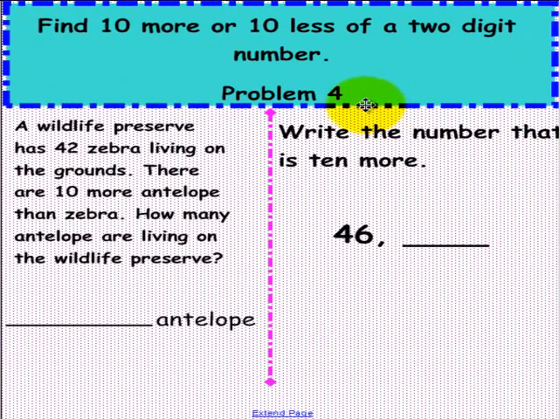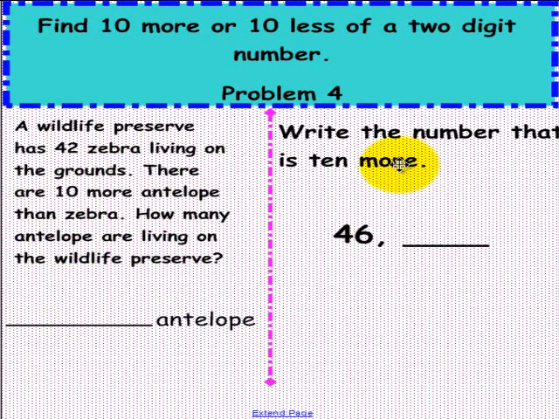Okay, here we are at the last problem. Problem 4. Again, we're looking for 10 more or 10 less. In the first part, it says here a wildlife preserve has 42 zebra living on the grounds. There are 10 more antelope than zebra. How many antelope are living on the wildlife preserve? You'll write that answer here.